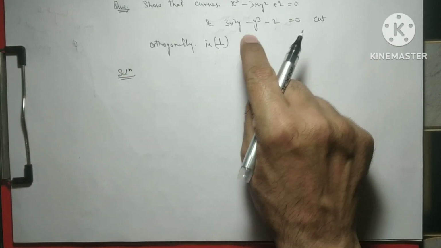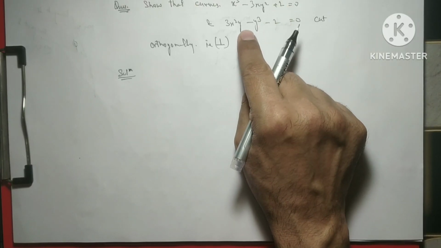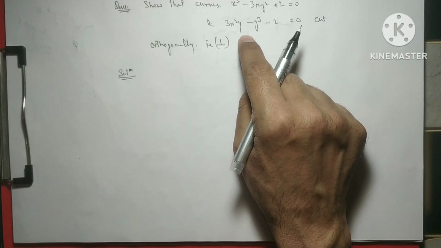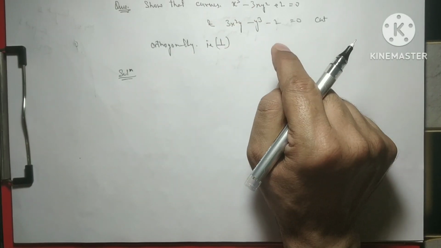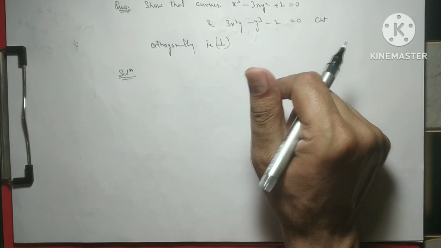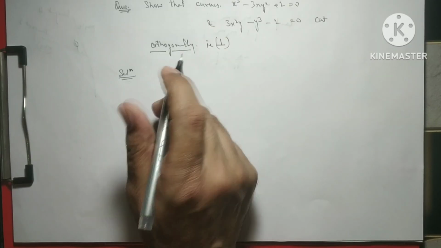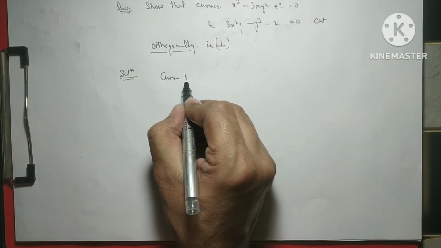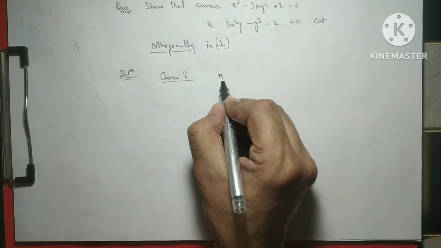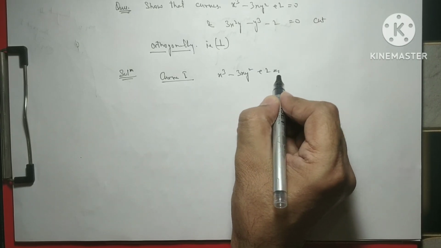the slope of the first tangent on curve 1 and the slope of the second tangent on curve 2, the product of their slopes should be minus 1. If the tangents are perpendicular, that indicates the curves are also perpendicular, or you can say orthogonal. So we have curve 1, that is x cube minus 3xy square plus 2 equals to 0.